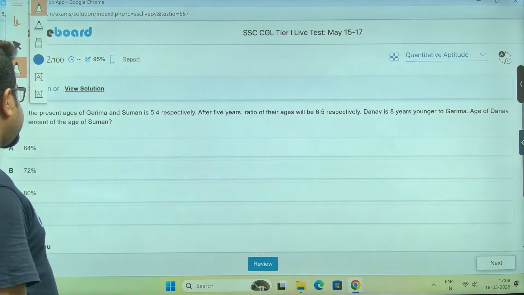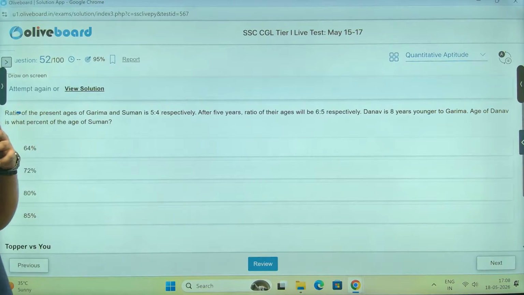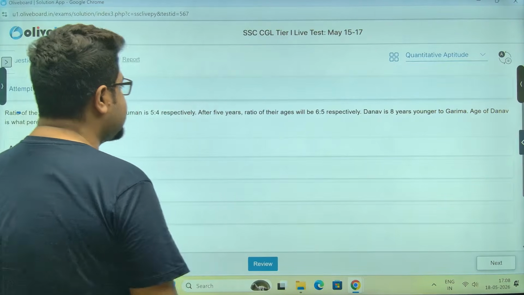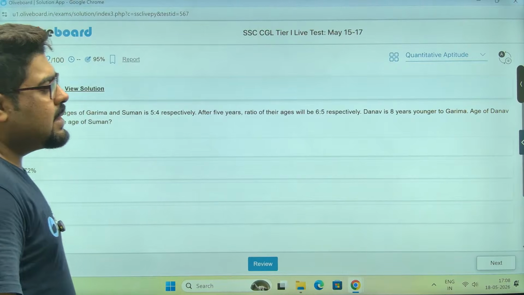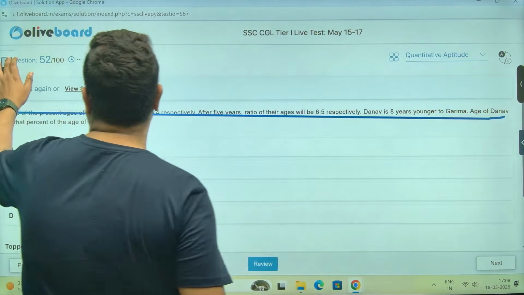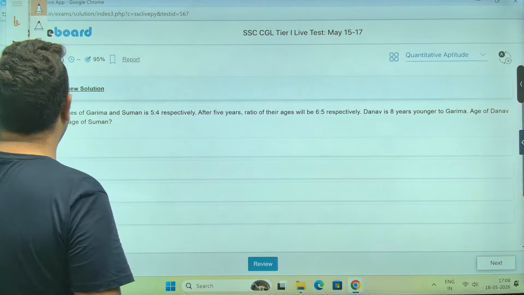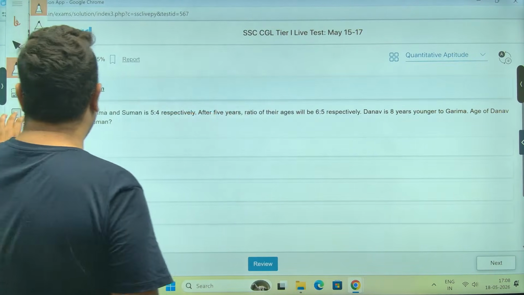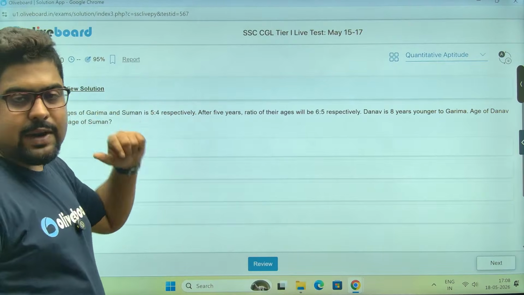Next one, please. The ratio of present ages of Garima and Suman is given. After 5 years, their ages will be this. Danav's age is this. They are asking for the percentage, sorry, what happened? They are asking the percentage. That's the problem, meaning I cannot use any shortcuts. I have to calculate everything.